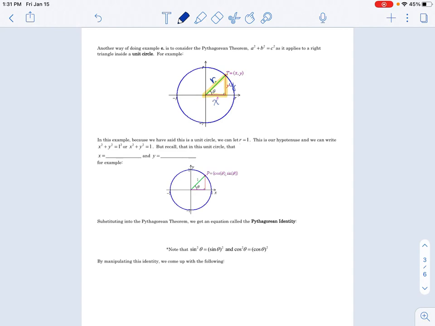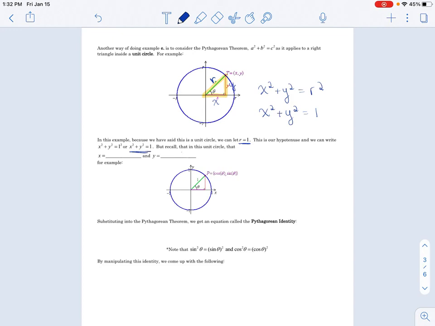Well, if we are going to let r equal 1, first, before I even do that, I know for the Pythagorean theorem, it's x squared plus y squared equals r squared, right? Well, if we're in the unit circle, that would just equal 1, right? Because 1 squared is 1.